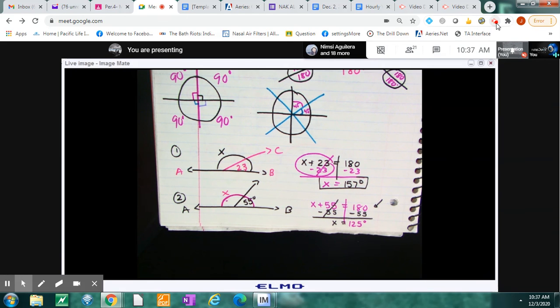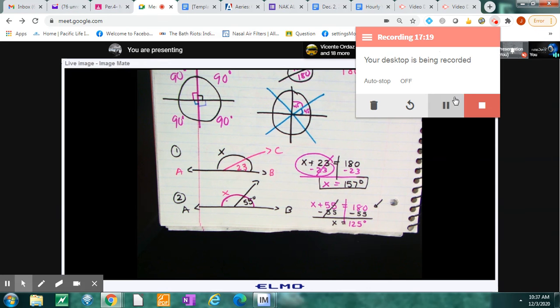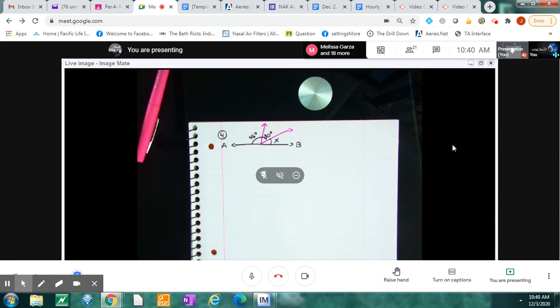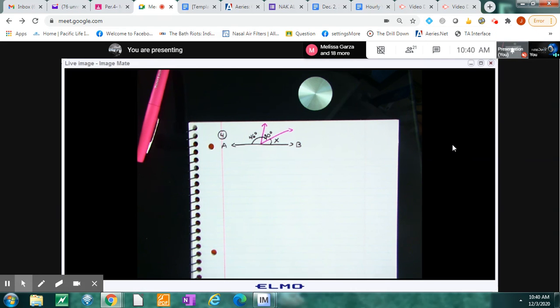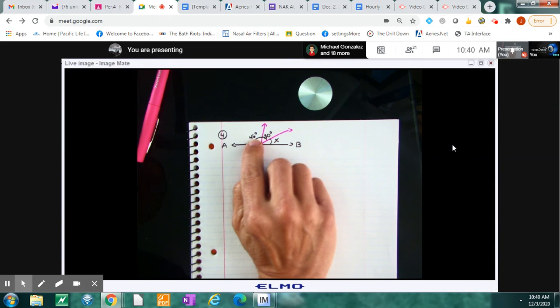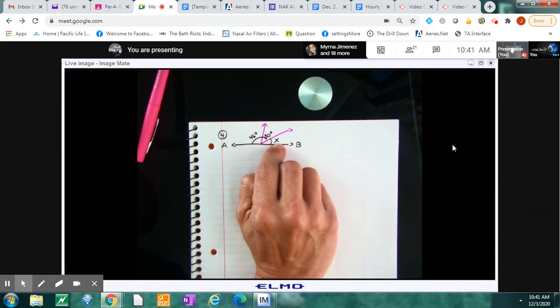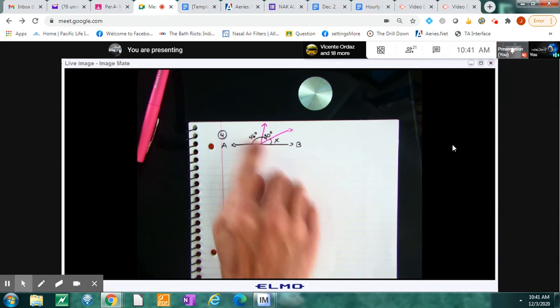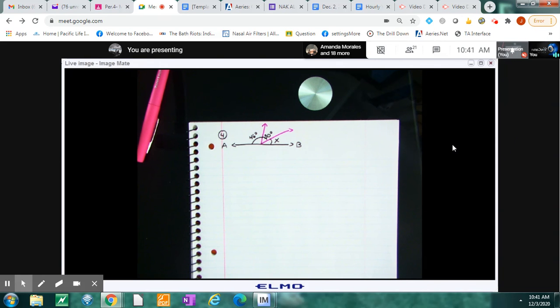Let me go ahead and pause this so we can move on to the next one. And that's all we're learning. So as we continue, now on the straight line, there's three different angles: 46, 30, and then X. Remember, when you add them all up, it's going to equal how much, Denise? So, yeah, it's 180, right?